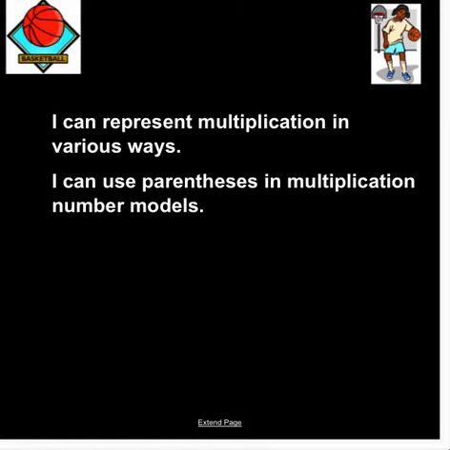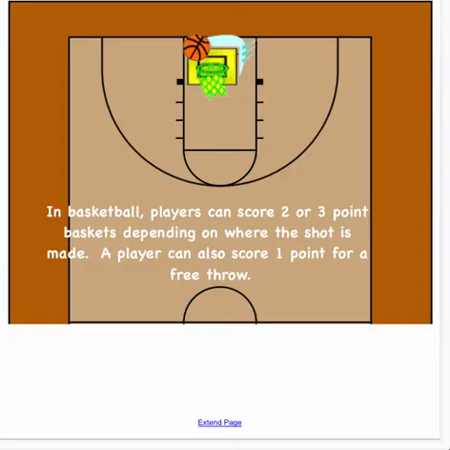Hi everyone, here are today's learning targets. I can represent multiplication in various ways. I can use parentheses in multiplication number models.